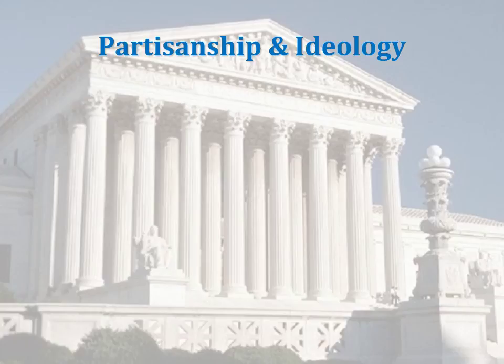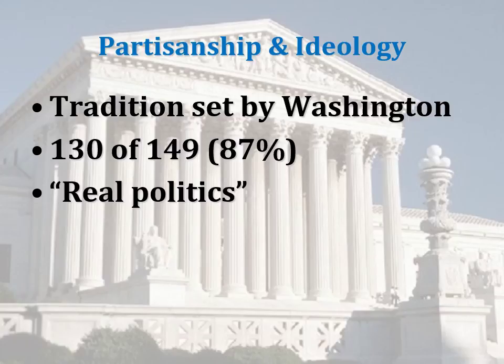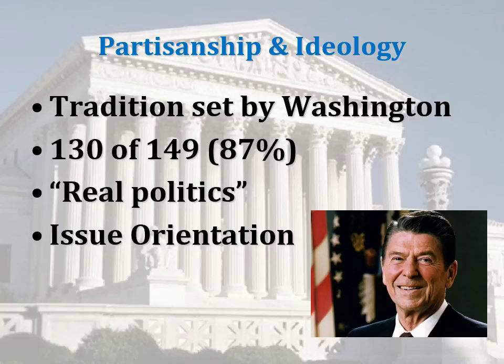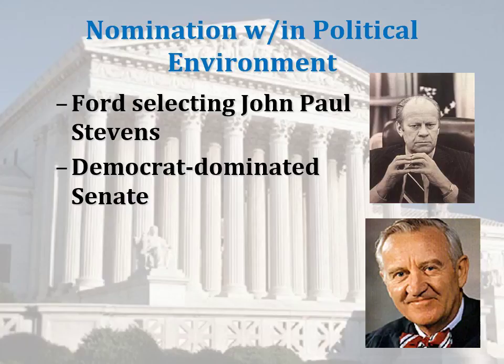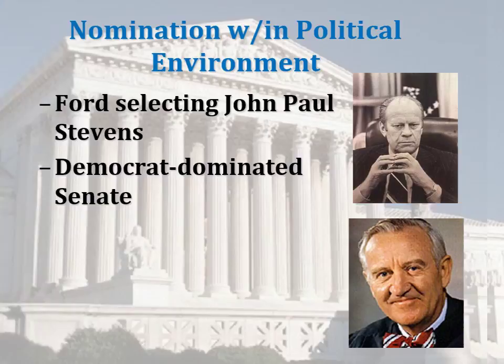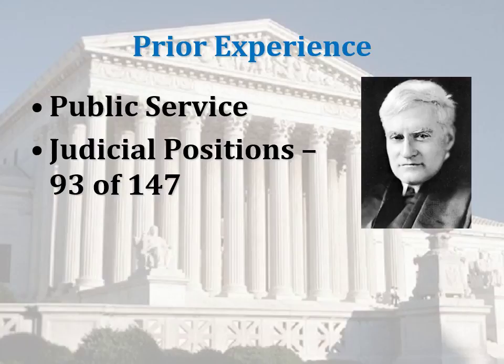Here are some of the pictures to go with the lecture before. Partisanship and ideology, traditions set by Washington, 130 of 149 selections, real politics, and issue orientation, especially by Reagan. Nomination within the political environment: Ford selecting John Paul Stevens. You had a Democrat-controlled Senate, so Ford picked the pragmatist Stevens that you see there in the lower right. Prior experience, public service is number one. Public service of all different forms. Out of judicial positions, 93 of 147 have prior judicial experience.